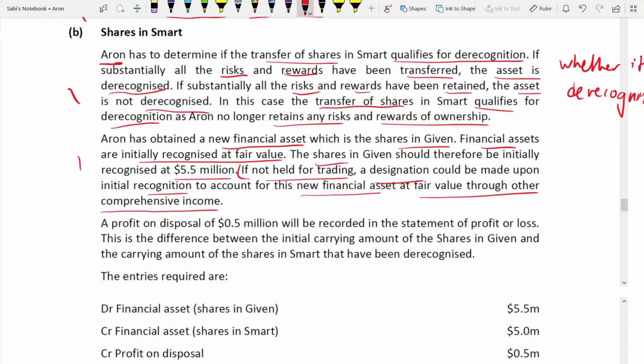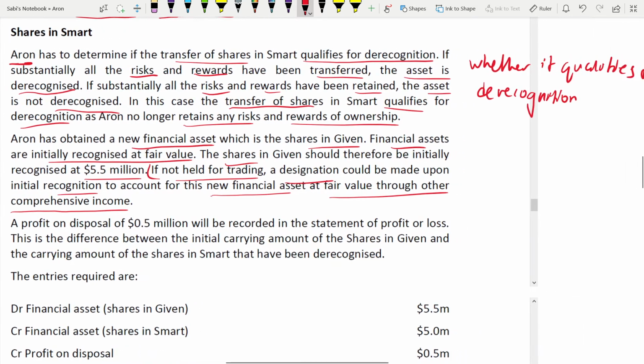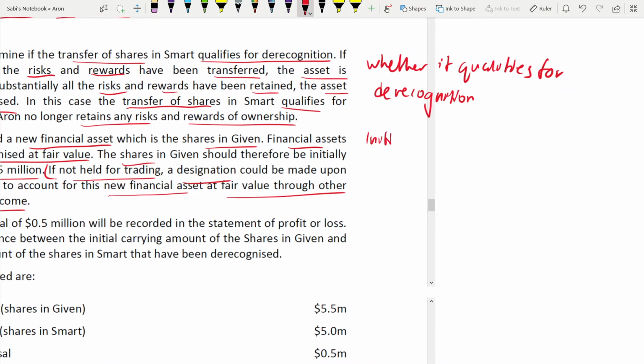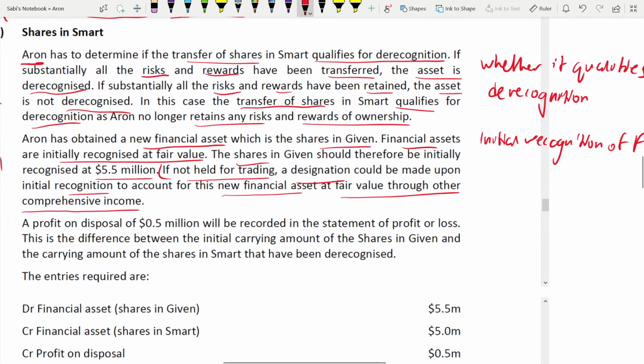On initial recognition, we are talking about this designation. So for that, 1 mark. Initial recognition of financial asset: it could be through profit and loss, through other comprehensive income, but if not held for trading, then through other comprehensive income. If nothing has been mentioned, and they just say at fair value, it will go to fair value through profit and loss only. Even if they don't write it, the default position is fair value through profit and loss.